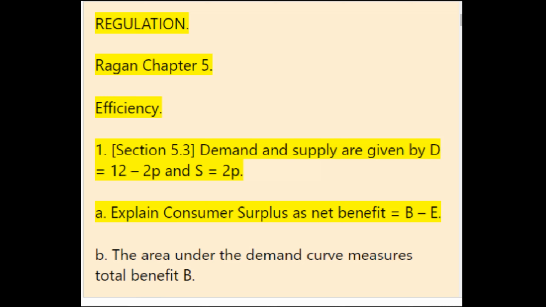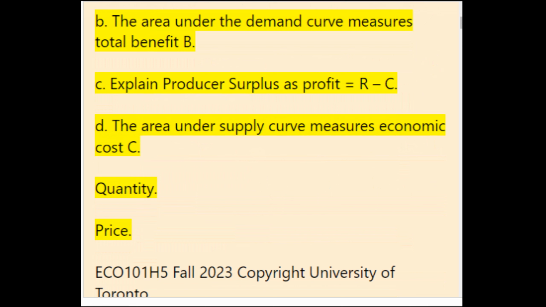A. Explain consumer surplus as net benefit equals B minus E. B. The area under the demand curve measures total benefit B. C. Explain producer surplus as profit equals R minus C. D. The area under the supply curve measures economic cost C.